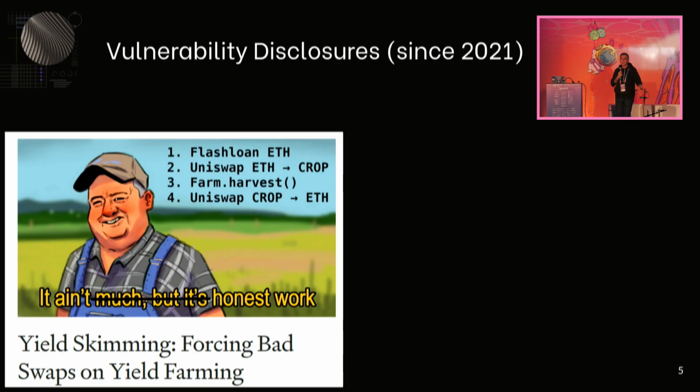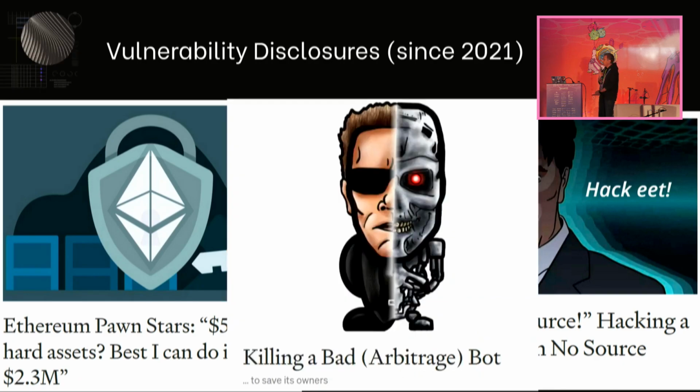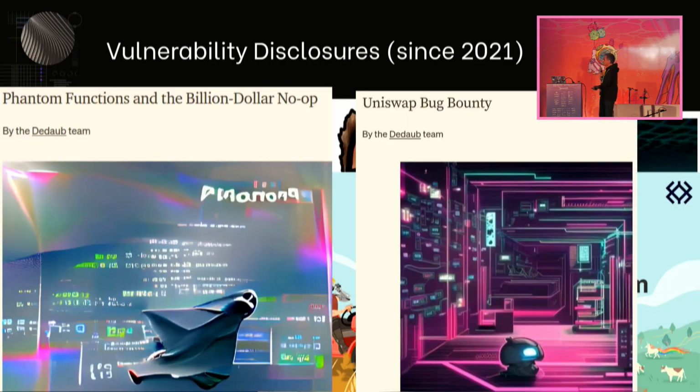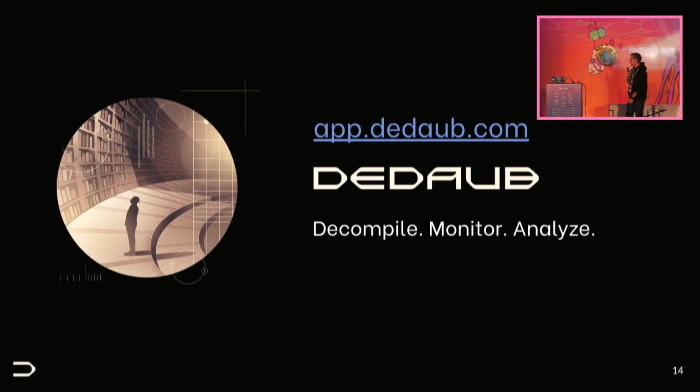At the same time, we've been pretty successful in bug bounties. So we've disclosed many vulnerabilities. Since 2021, you may have seen some of these articles, but basically we've found hundreds, but we've gotten 11 bug bounties from vulnerabilities in deployed code. So we've received more than 3 million in bug bounties alone. So we've been pretty successful in this space.